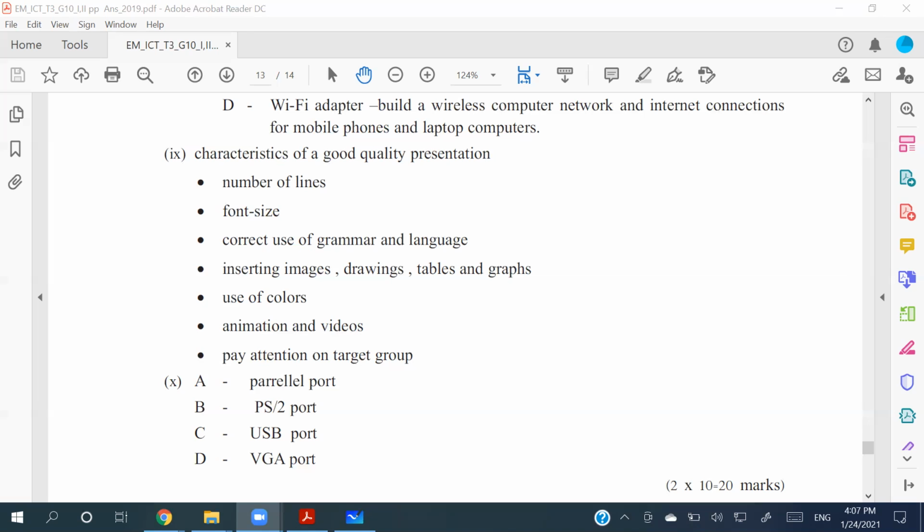A quality presentation should have a limited number of lines, like 6 to 7. Font size should be 32 or 36, something larger than 32. Correct use of grammar and language, because you are presenting it. Inserting images, drawings, tables and graphs appropriately. Use of contrast colors to see the content. Using animation and videos, and paying attention to target groups. So you can have those things.